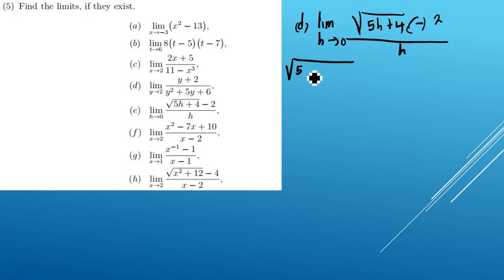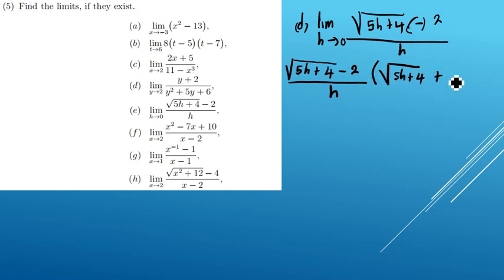It's going to be the root of 5h plus 4, minus 2, over h. Then you multiply by the conjugate. The conjugate is simply the root of 5h plus 4, but instead of putting a negative here, I'm going to put a positive like that. Do the same thing even down here.